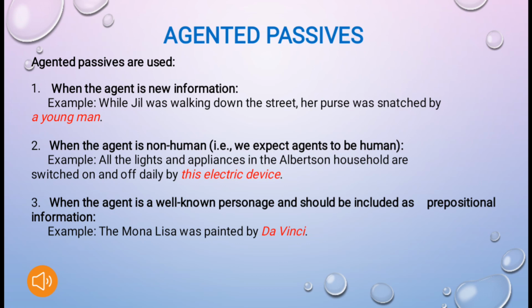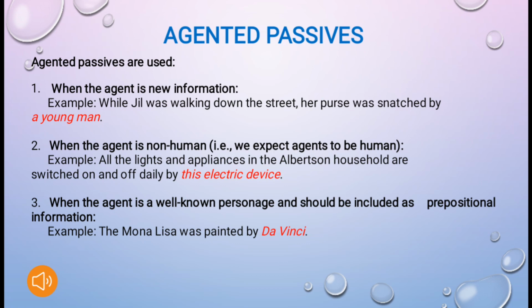So agented passives are used based on these three categories. First one, when the agent is new information, just like the example: while Jill was walking down the street, her purse was snatched by a young man.